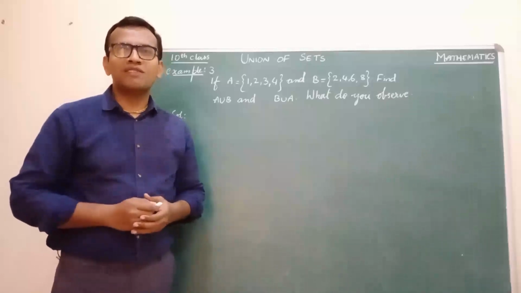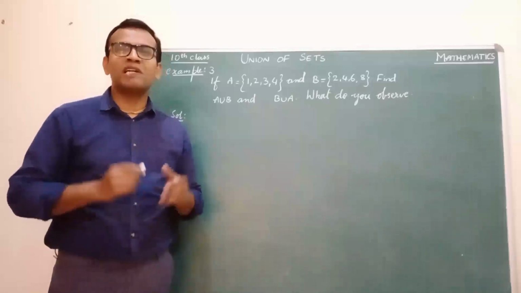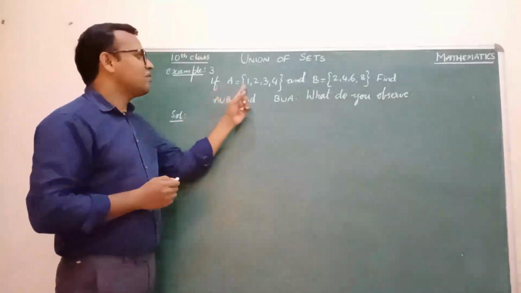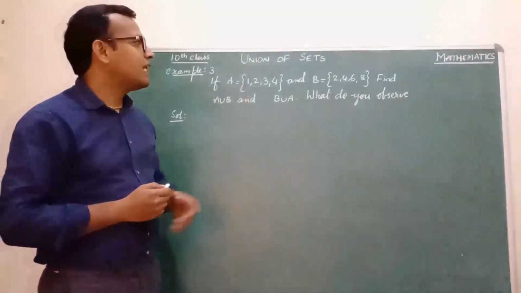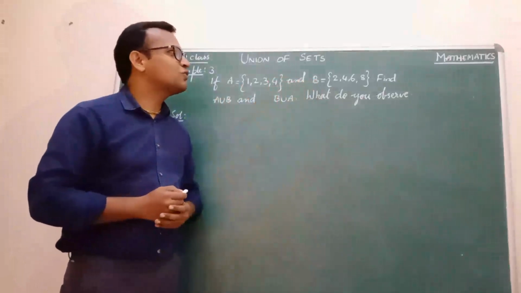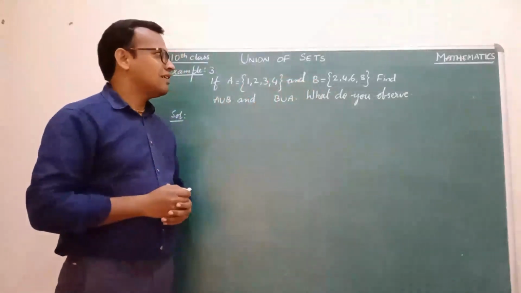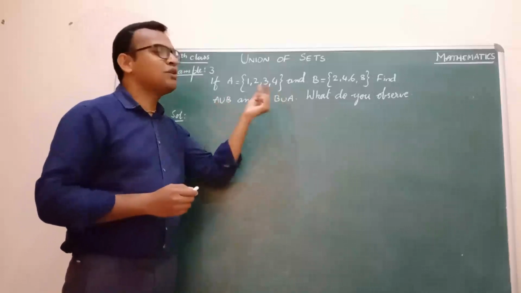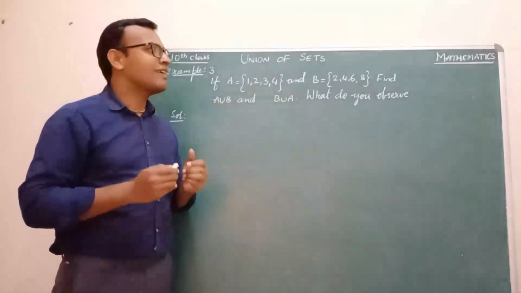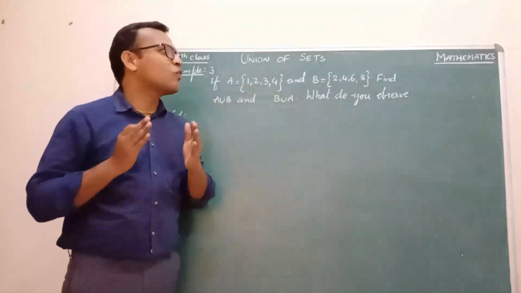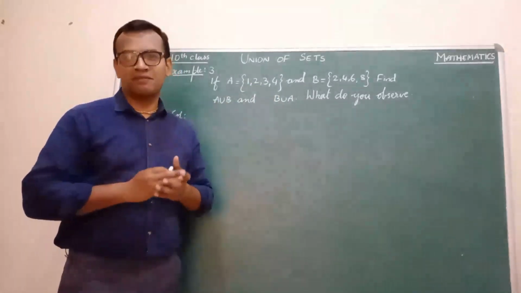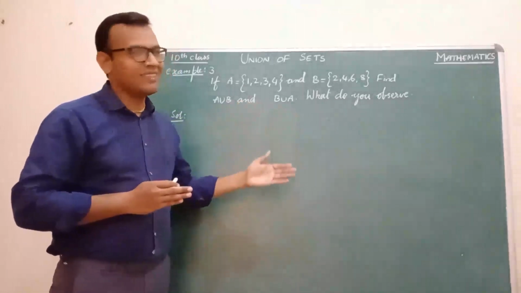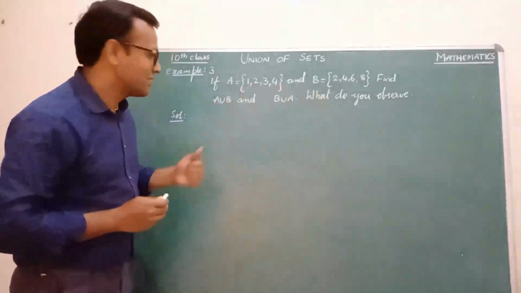Let us see one more question to understand the concept of union of sets. Here is the question. A is equal to the set of 1, 2, 3, 4 and B is equal to the set of 2, 4, 6, 8. And then we need to find A union B and B union A. Then he is asking us what do you observe? First, let me find what is A union B and what is B union A, and then we will see what we observe.